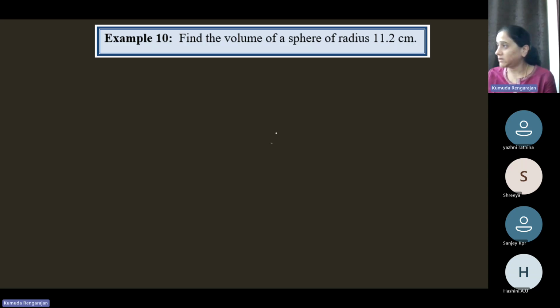So I shared the formulae based on spheres and hemispheres on WhatsApp. Okay?